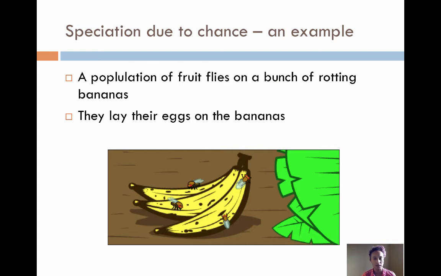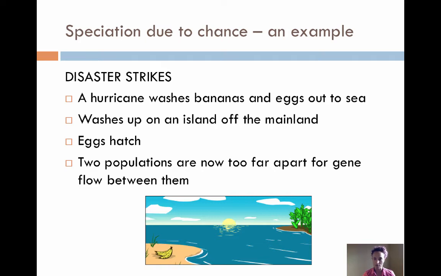Let's go through a little example. So we're going to have a bunch of fruit flies that are hanging out on some rotten bananas. They lay their eggs on the bananas. So here's where we get our offspring being produced. However, in typical bottleneck fashion, disaster strikes. A hurricane comes and it sweeps the bananas to another island that's further away from the original population. The eggs hatch. And now we have this big distance in between them.